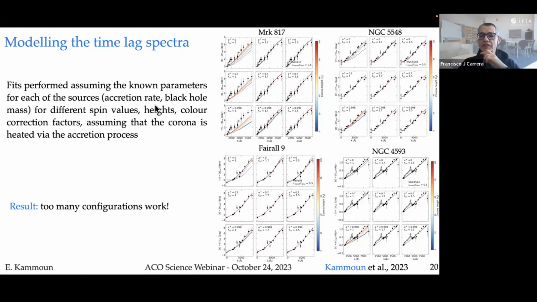Any other questions? I have a very naive one, and I guess you said something about this, but I may have missed it. The X-rays are supposed to be upscattering of disk photons to start with, right? The UV illuminates the corona, and then the corona upscatters them into X-rays. Do you take that into account in your model somehow?